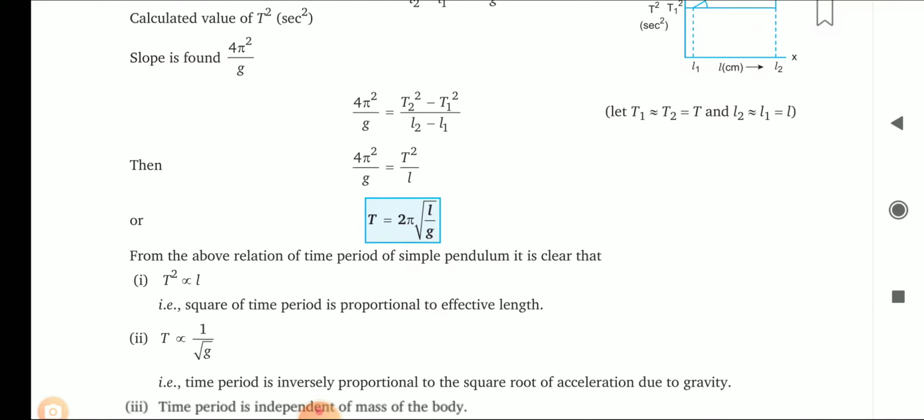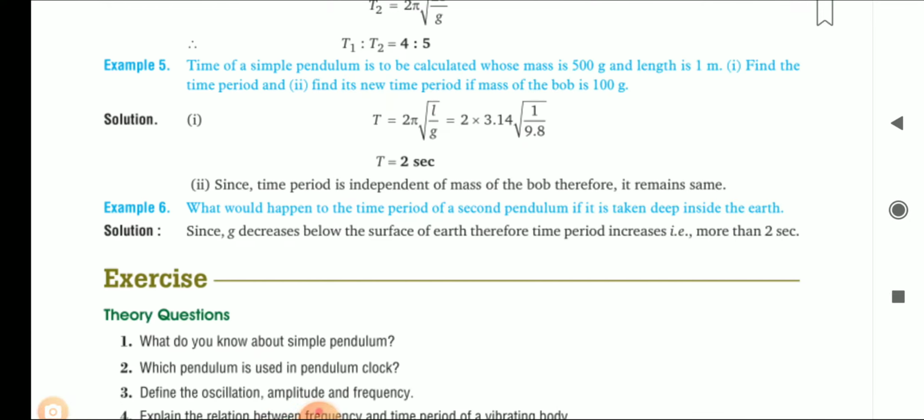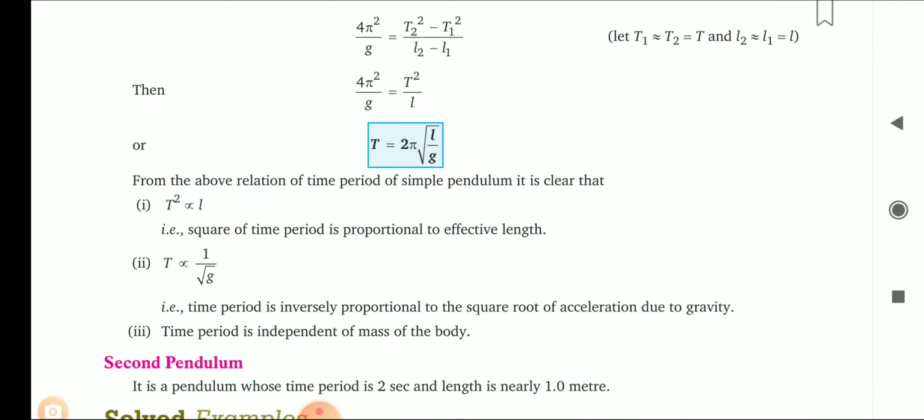Its proof and other things are not important for you. You should just remember the time period formula, it is not in your syllabus. This proof and basic things we will study in class 12. So time period equals 2 pi under root of L by g.